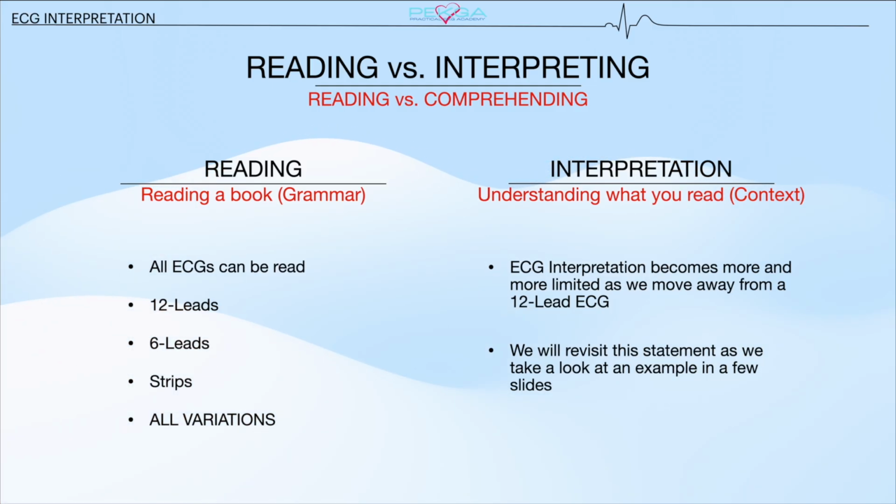The important thing when it comes to interpretation, as you saw that 12 lead, the further away from a 12 lead ECG that you move, so as you're degrading down into 6 leads, 3 leads, single strips, the more difficult it is going to be for you to understand and interpret what is really going on. And if you watch PEKGA videos, I really emphasize that quite a bit.